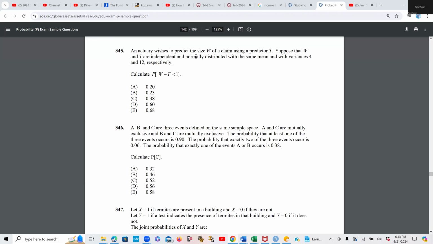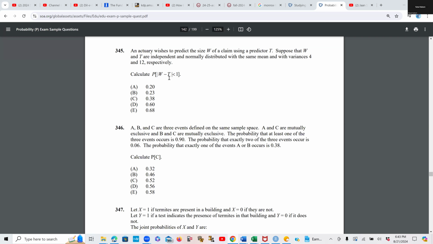Suppose an actuary wishes to predict the size W of a claim using a predicted T. W and T are independent and normally distributed with same mean and variance, 4 and 12 respectively. And we have to find the probability of absolute W minus T is less than 1.